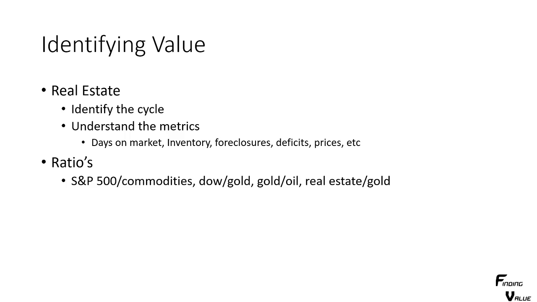We need to look at the ratios to find relative value and where we want to deploy our money and look for extreme valuations. So the S&P 500 to commodities, Dow to gold, gold to oil, real estate to gold. There's a whole bunch of different ratios that we can use and look at relative value to see where we want to deploy money for the largest returns. Because we want to go after those extreme underpriced valuations.